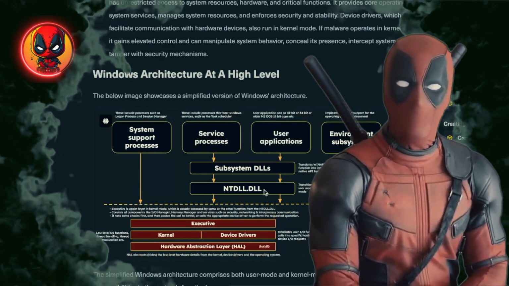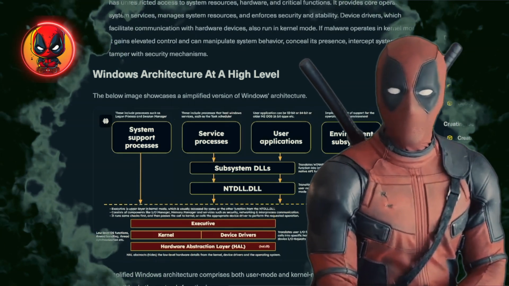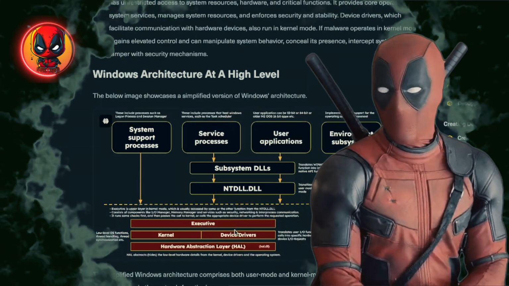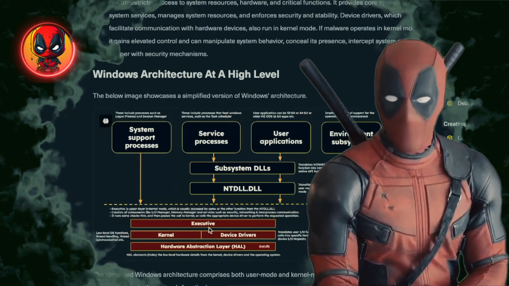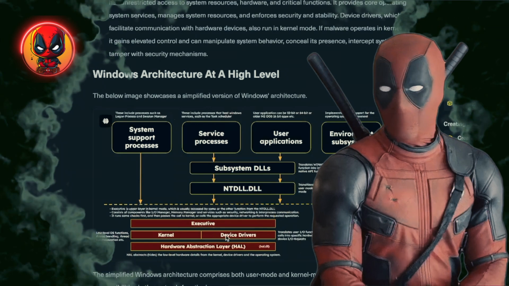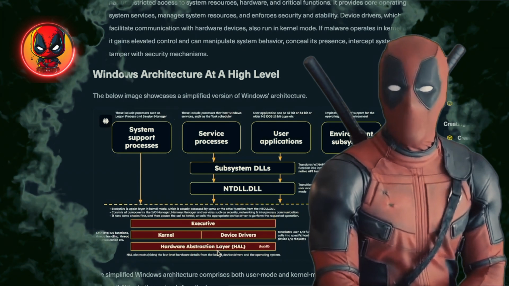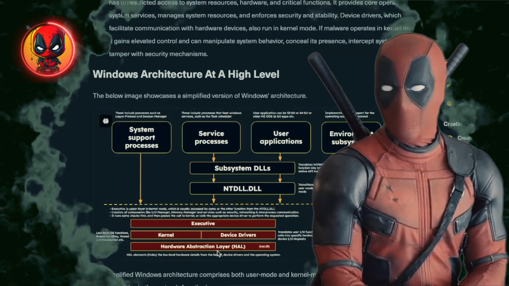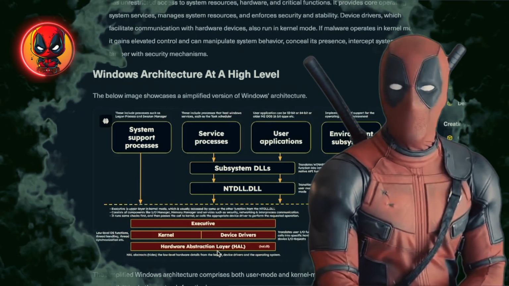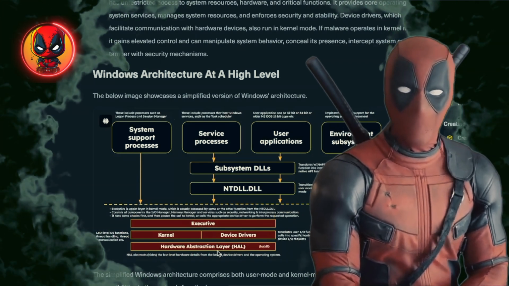Kernel mode. Kernel, the heart of the operating system, managing core functions such as memory management, process scheduling, and system security. Device drivers. These drivers allow the operating system to communicate with hardware devices like your keyboard, mouse, and printer. Hardware abstraction layer, HAL. HAL abstracts the hardware details, providing a uniform platform for the kernel and device drivers to interact with the hardware.